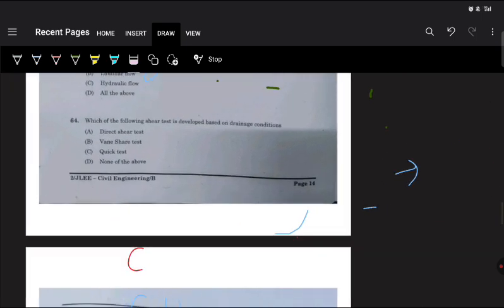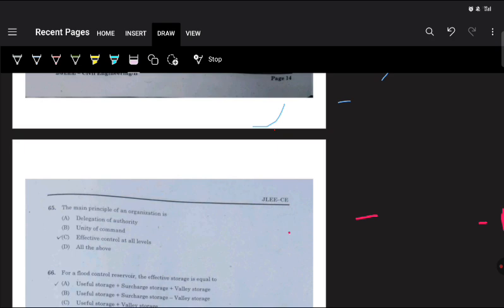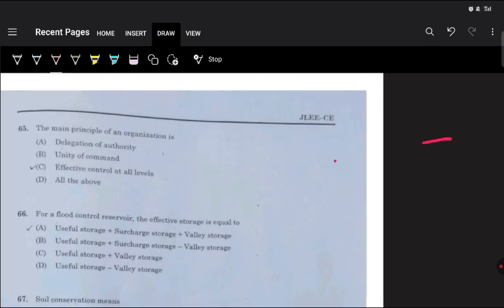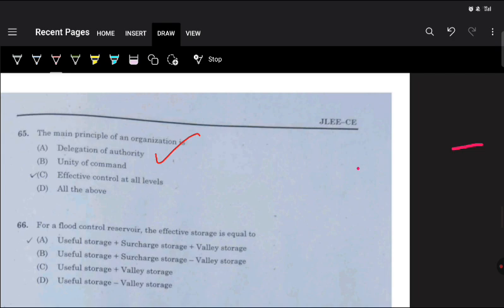Okay, coming to the next question. The main principle of an organization is delegation of authority, unity of command, effective control at all levels. So option D is the correct answer.